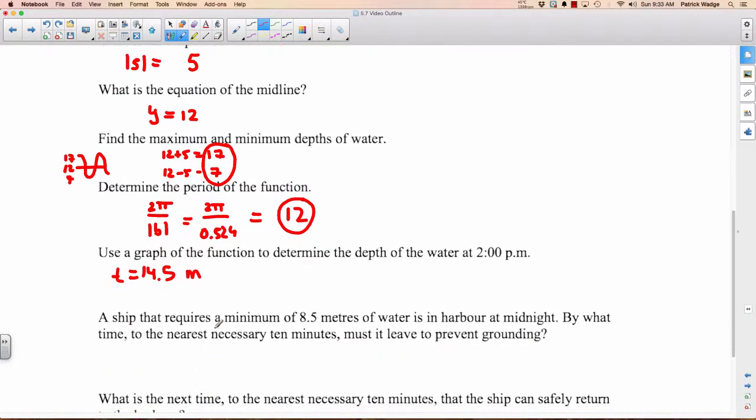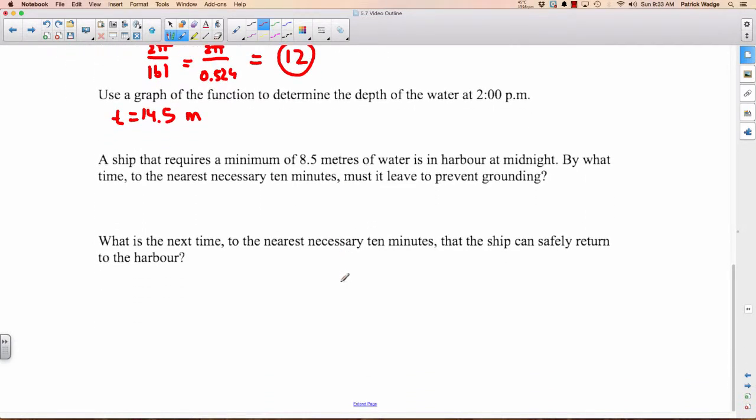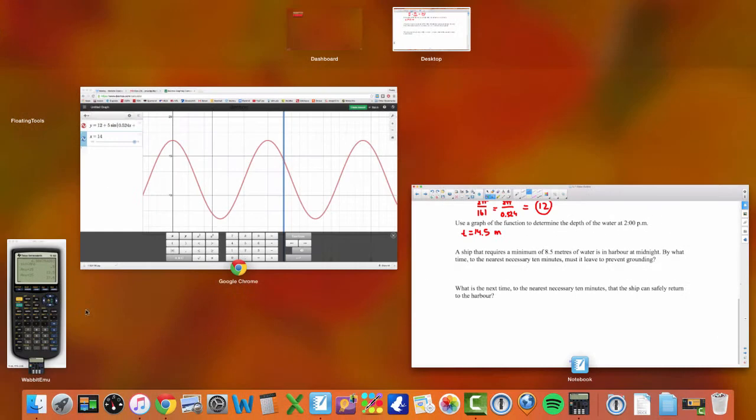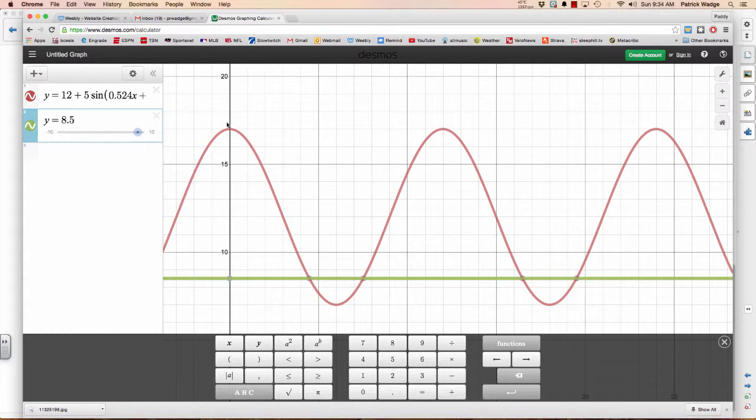A ship that requires a minimum of 8.5 meters of water is in harbor at midnight. By what time, to the nearest necessary 10 minutes, must it leave to prevent grounding? So water can't go below 8.5. So this is a y amount, right? The depth is y. So y equals 8.5. So at midnight the water is at this height, and that's no problem for the boat, and the water level is going down, it's going down, it's going down, no problem for the boat. But once you hit this point, the boat is in big trouble. So that's after 4.48 hours.